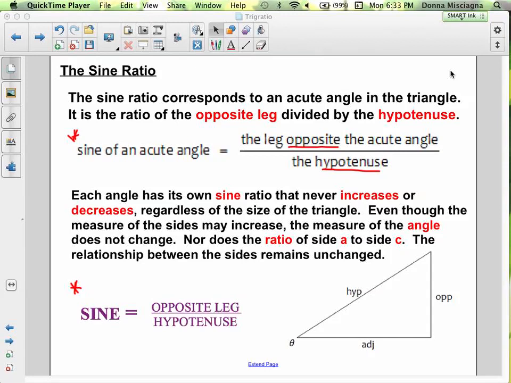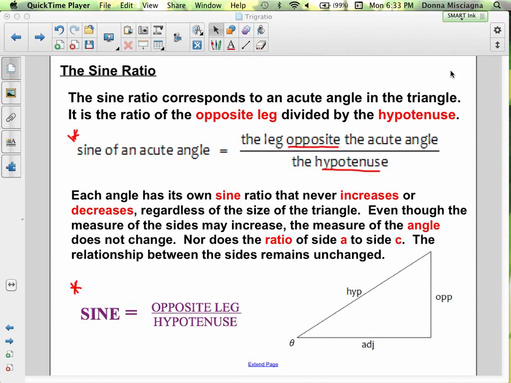Welcome back. This is the last trig ratio we're going to learn about, and that is the sine ratio. The sine ratio also corresponds to an acute angle in the triangle. So every angle has a tangent ratio, a cosine ratio, and a sine ratio. The sine ratio is the ratio of the opposite leg divided by the hypotenuse. This is in your notes. So the sine of an acute angle is the leg opposite the acute angle over the hypotenuse.